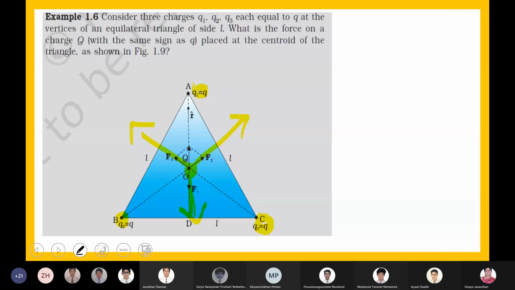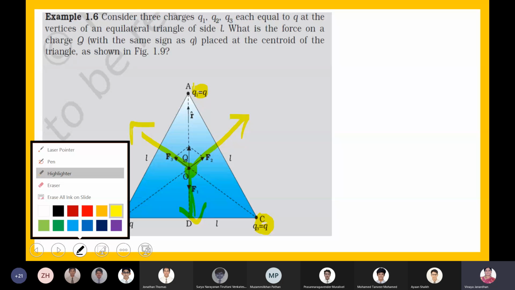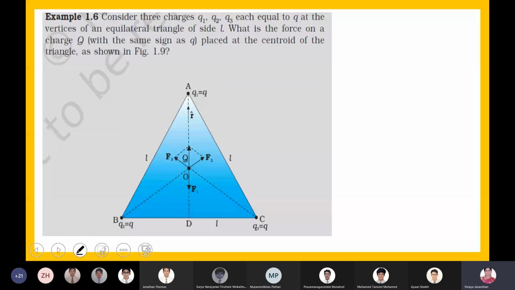Are you clear? Yes, ma'am, we are clear. The only thing is that you should now find the distance. Now Q1 is located at point A. Capital Q is located at point O. So what is the distance between them? AO. When you write the expression for the force, you should find the distance between Q1 and capital Q.